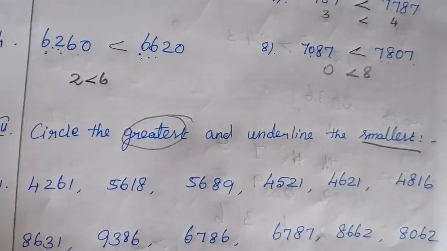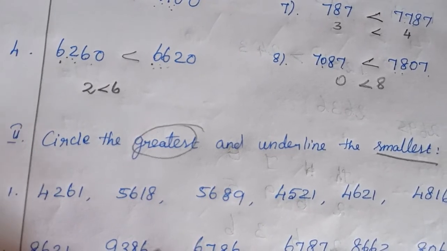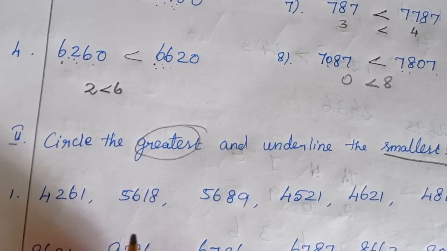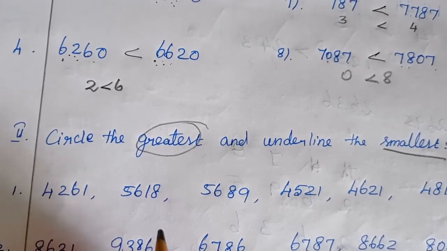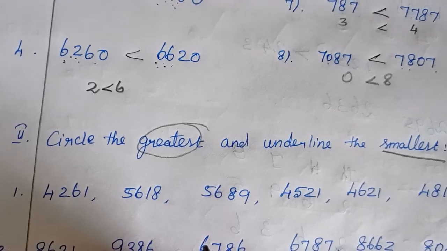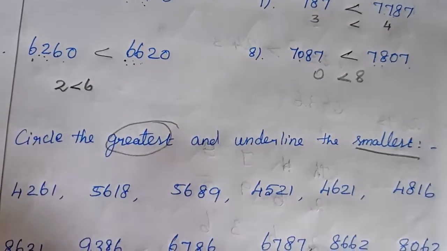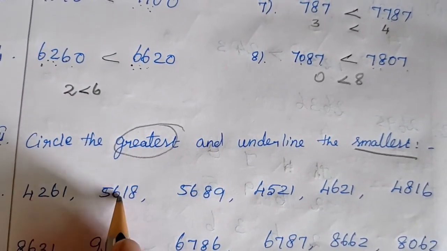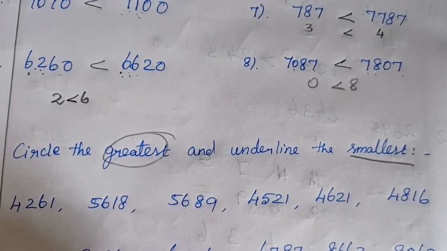So children, the next question is: circle the greatest and underline the smallest number in the following numbers. First, what do you want to do? If you want to find the greatest number, first count the number of digits in all the numbers. All the numbers have 4 digits. So what do you want to do next?